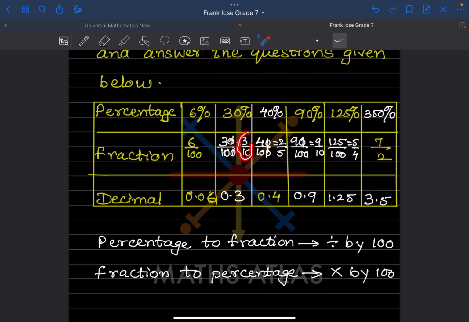Now for this 3 by 10, you have to make it a decimal. So 3 by 10: the numerator is 3. How many zeros are there? Only one 0, so you will go backwards 1 place. So that is going to be 0.3.